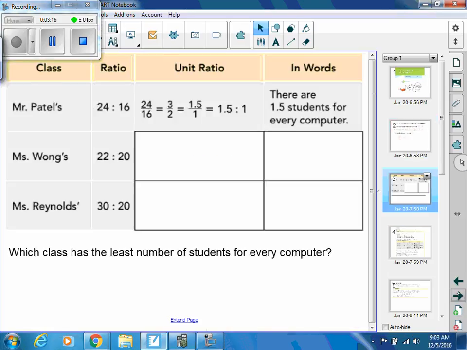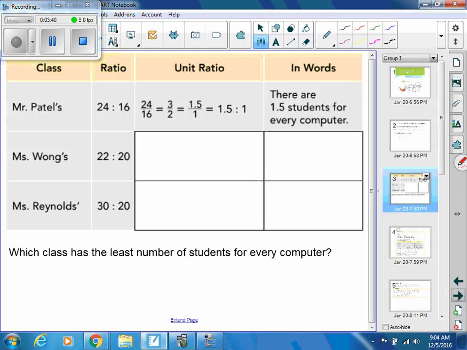Okay, moving on. We've got Mr. Patel's class, 24 to 16. We've identified the unit ratio there, and what that means is there's 1.5 students for every computer. So now we're going to go to Miss Wong's class. Okay, and then Miss Wong's class is 22 to 20.